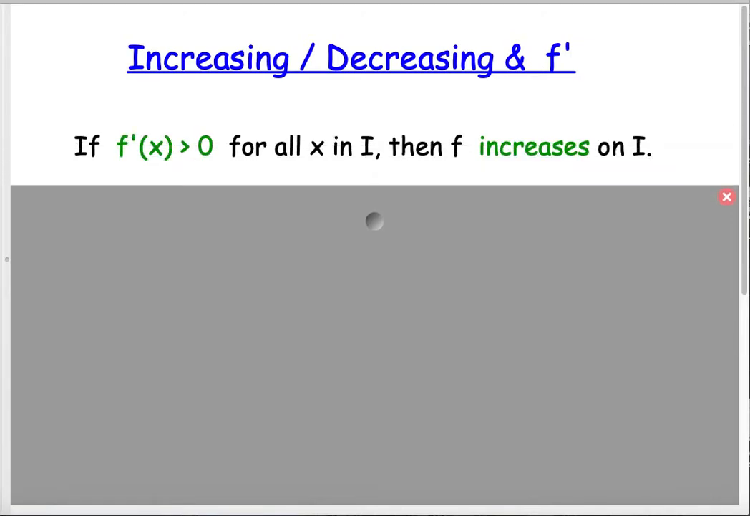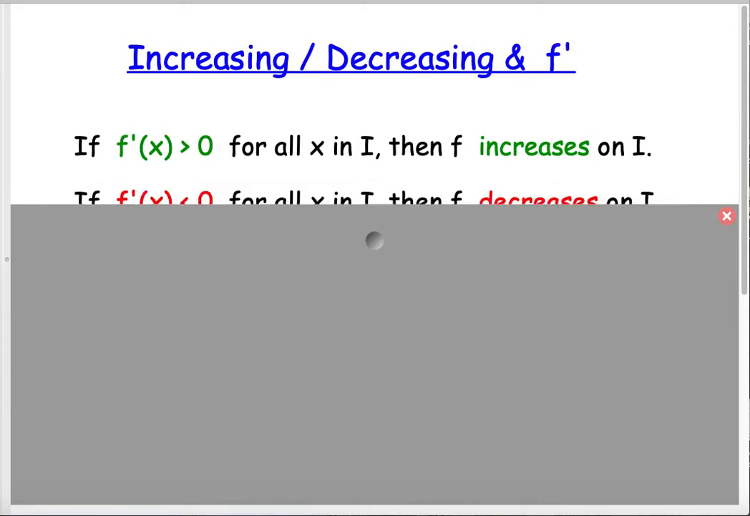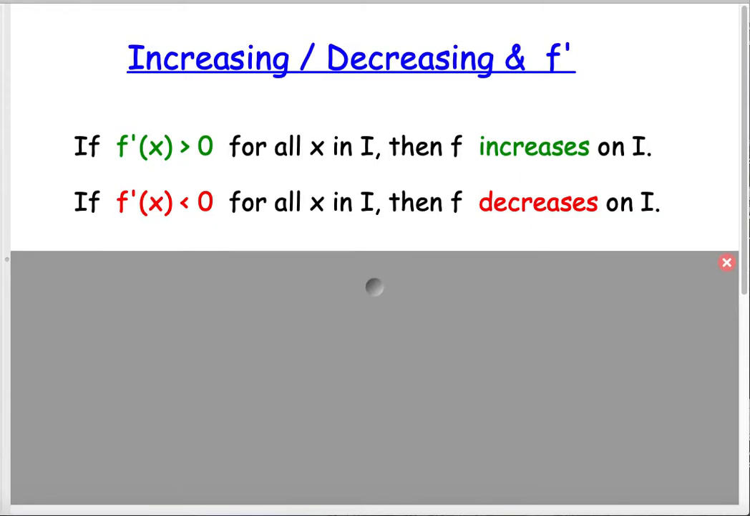All right, so let's connect that to our first derivative. If the first derivative is greater than 0 for every x on some interval, then we can say that our function increases on that interval. And if the derivative is negative on that interval for every x, then we say that it decreases on that interval. Now here we're referring to talking about a function increasing or decreasing on an interval.